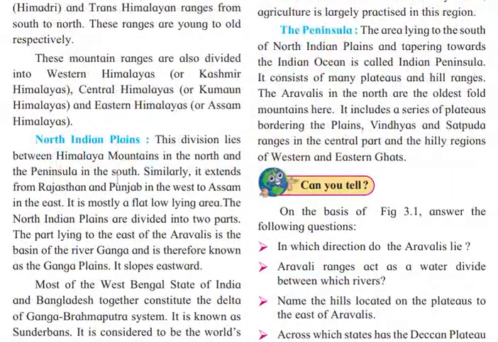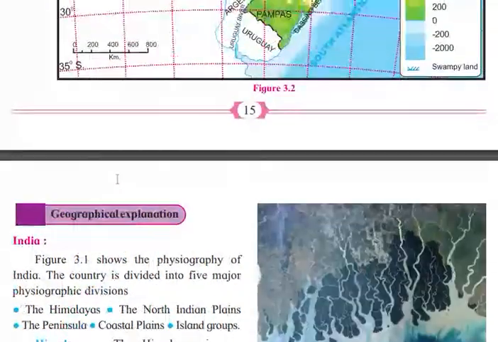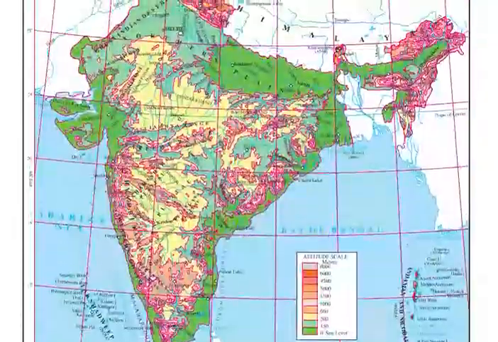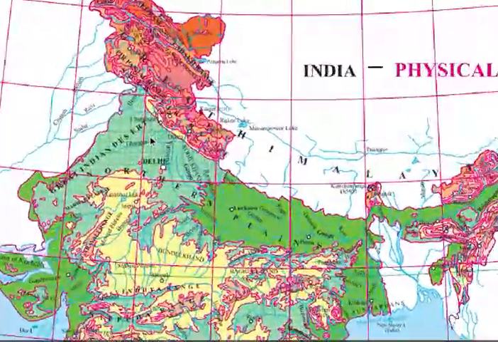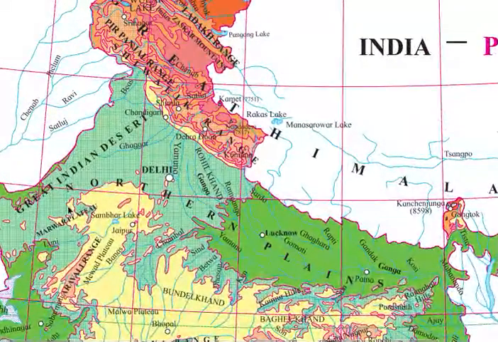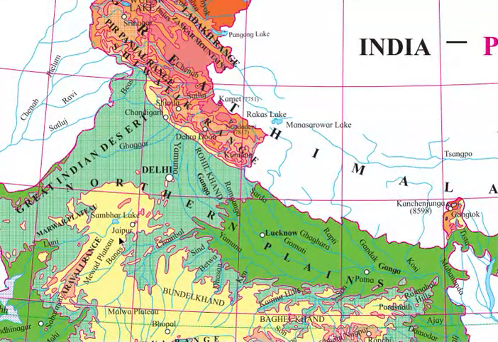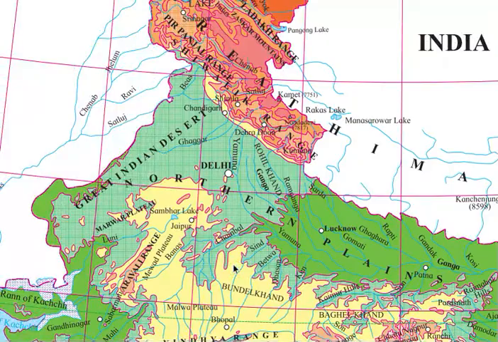Clear? Now, North Indian plains. Let's talk about the North Indian plains. First, we need to focus on where the North Indian plains lie on the map. You can see over here, north means obviously the north side. You can see the northern plains. This is the northern plain.